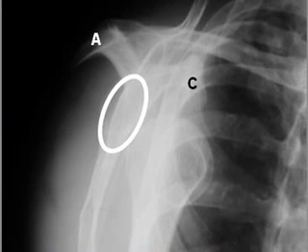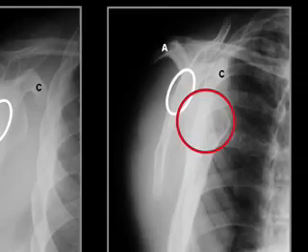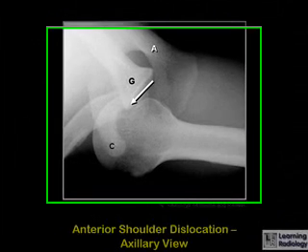This is a patient who has an anterior dislocation of the shoulder. In this individual, the humeral head lies inferior and medial to the glenoid and beneath the coracoid process, which is marked with C. This is an axillary view of the shoulder in an individual with an anterior shoulder dislocation.